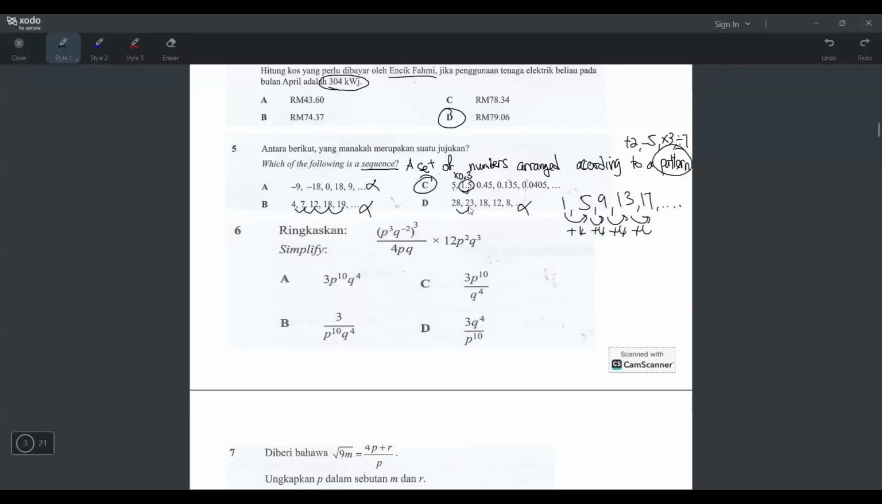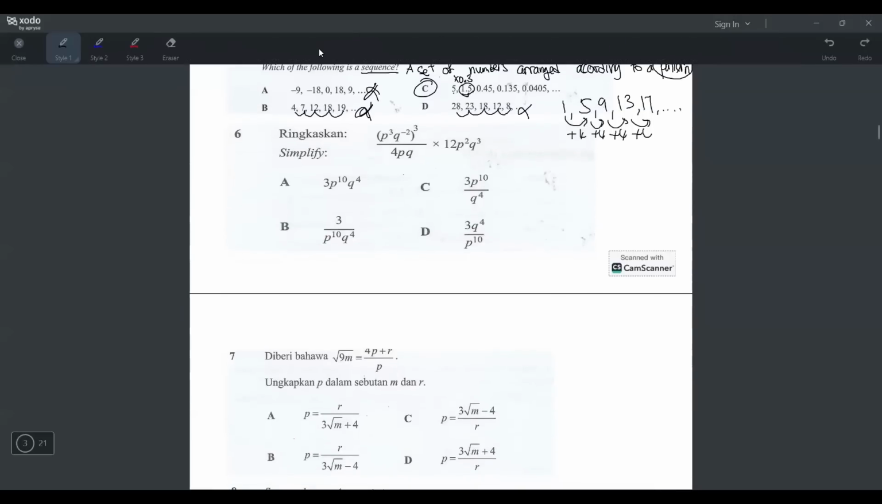D is not sequence lah. Because this one -5, minus 5, minus 6, minus 4, no lah. And also kalau divide also cannot. Bahagi pun tak boleh. Right? This one also tak boleh, this one also tak boleh. So C is the answer. Right? Okay, so hope you understand. Let's continue.